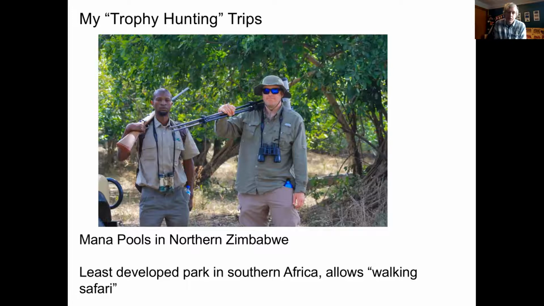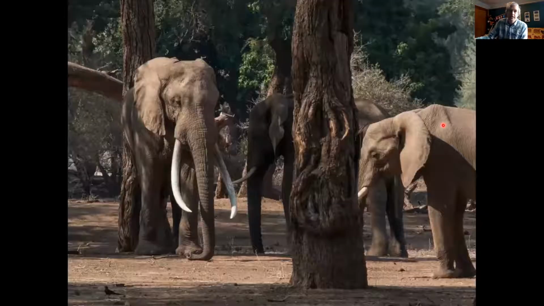And one of the other things it does, which is very unique, is allow walking safari. Unlike most of these outfits where you are traveling around in Land Rovers and Toyota Land Cruisers in a big train of cars driving the park, in Mana Pools you are literally allowed to get out of your truck and wander about and walk and track animals. And the trophies that I'm looking for are things like this.